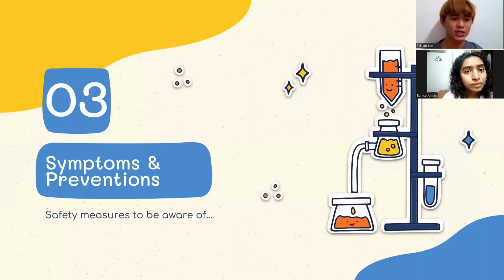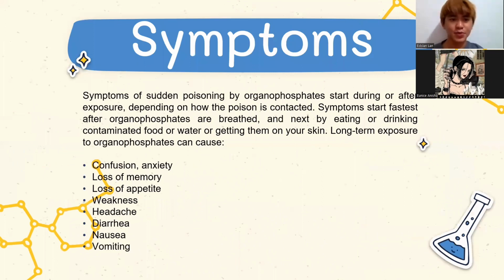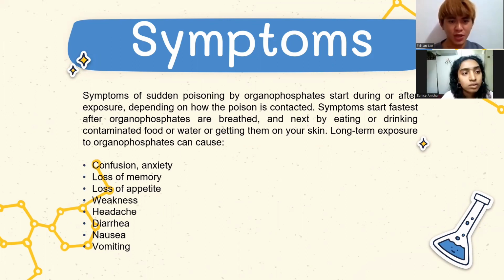Okay, I'm going to talk about symptoms and prevention. These are the symptoms. Sudden poisoning by organophosphate starts during or after exposure. Depending on how the poison is contacted, symptoms start faster after organophosphates are breathed, and next, by eating or drinking contaminated food or water or getting them on your skin. Long-term exposure to organophosphate can cause confusion, anxiety, loss of memory, loss of appetite, weakness, headache, diarrhea, nausea, vomiting, and here's the prevention.